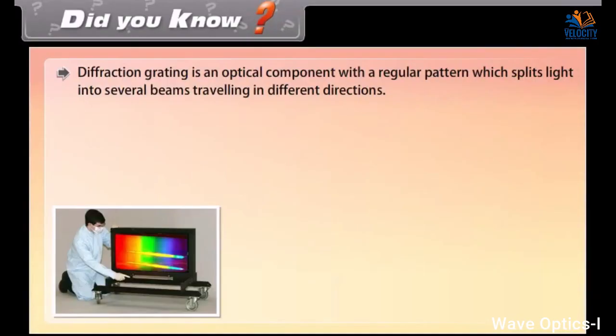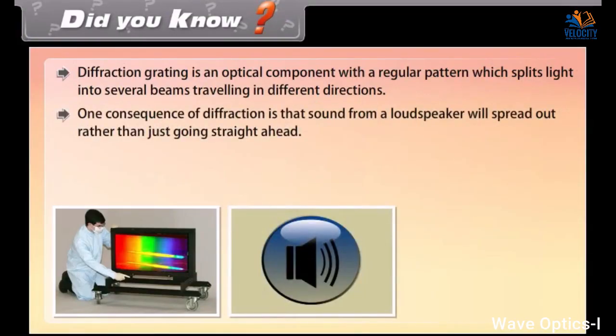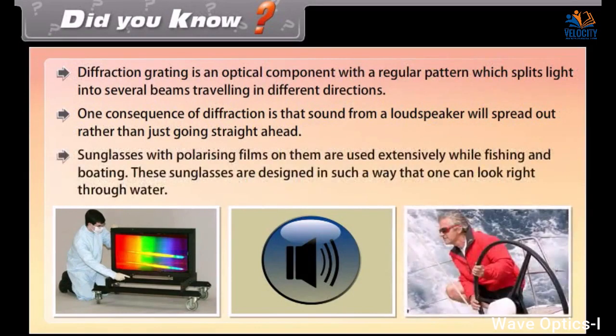Did you know? A diffraction grating is an optical component with a regular pattern which splits light into several beams traveling in different directions. One consequence of diffraction is that sound from a loudspeaker will spread out rather than just going straight ahead. Sunglasses with polarizing films on them are used extensively while fishing and boating. These sunglasses are designed in such a way that one can look right through water.